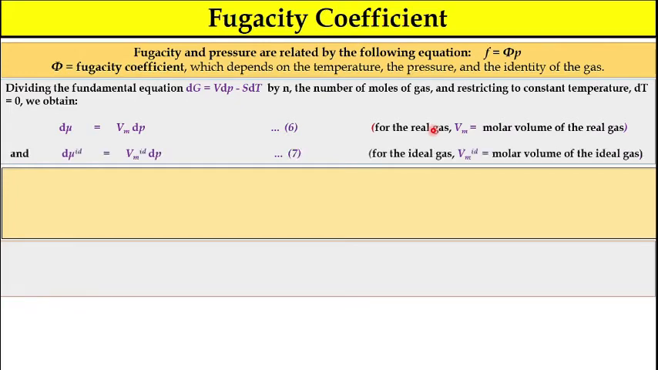Now if you consider the ideal gas, that is written by d mu id is equal to Vm id into dP. So this is equation number 7. So in this equation number 7, you can see Vm id is equal to the molar volume of the ideal gas. Okay, so this is the molar volume of the ideal gas.